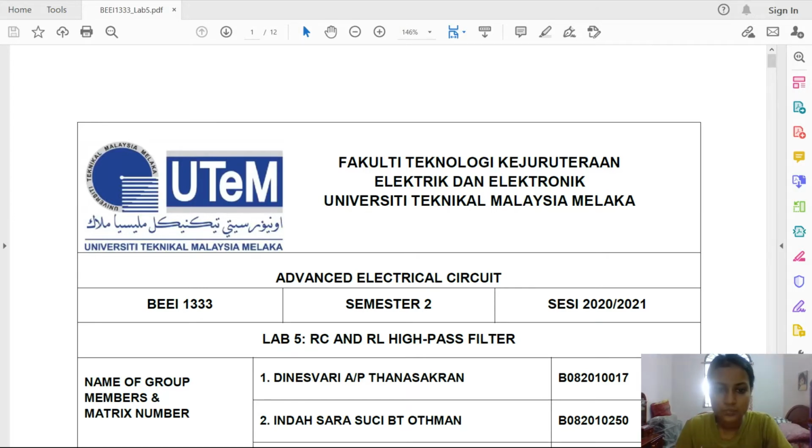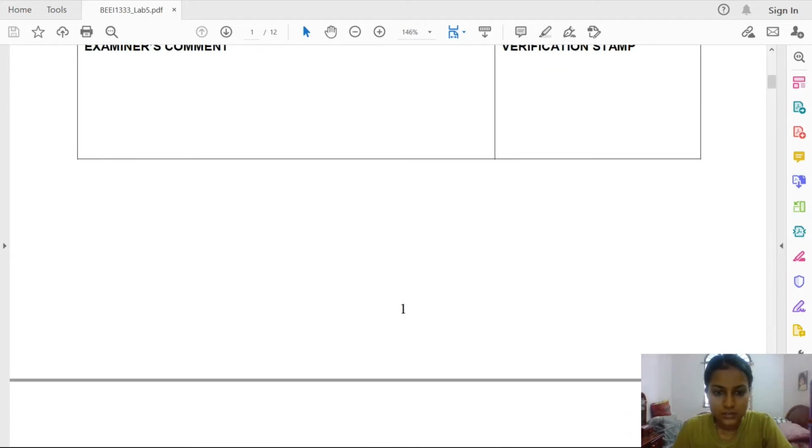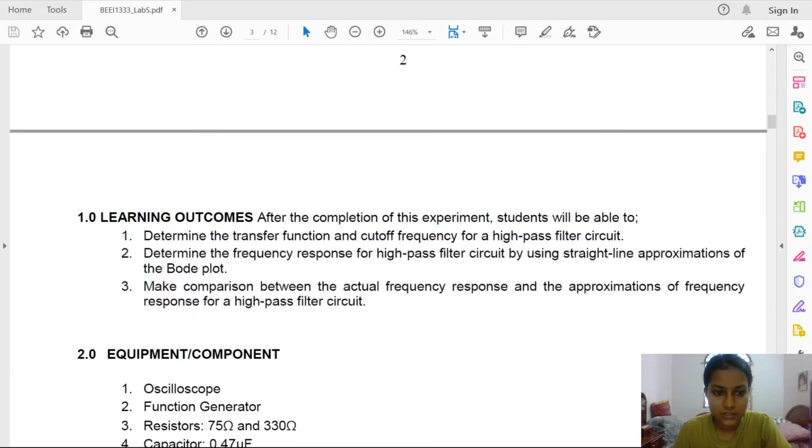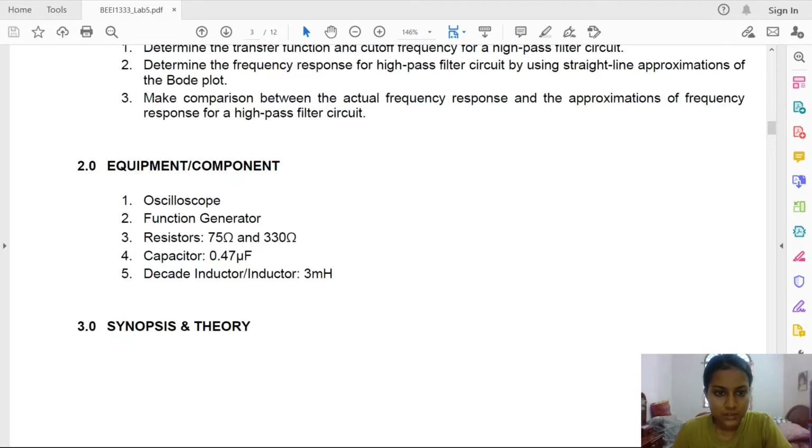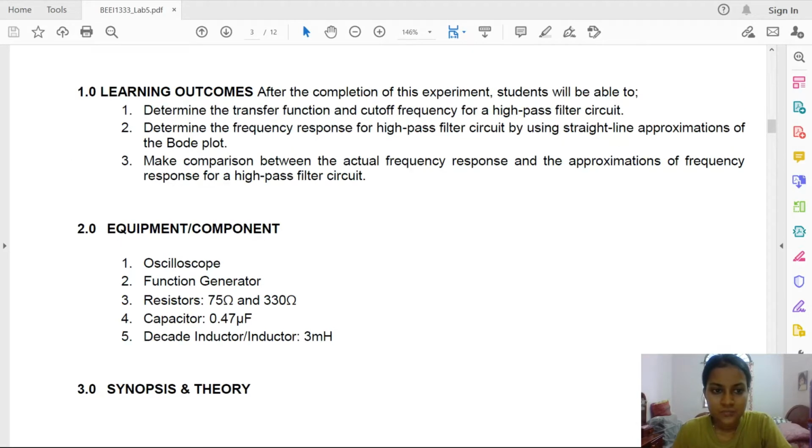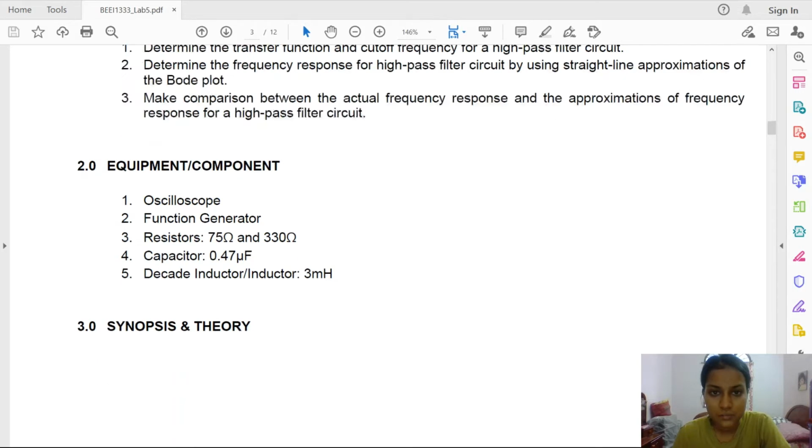Okay, so here is my calculation for TF, and before that, after completing this experiment, we are expected to determine the transfer function and cutoff frequency for a high pass filter circuit, and also to determine the frequency response for the high pass filter circuit by using the straight line approximations of the Bode plot, and also to compare the actual frequency response and the approximations of frequency response for a high pass filter circuit.